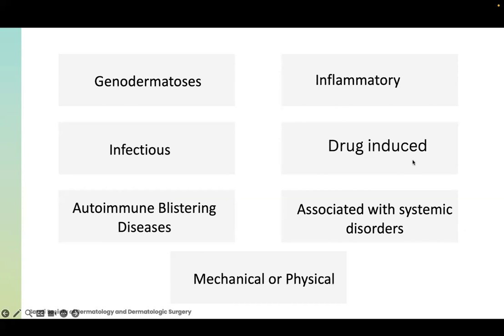And also we have drug-induced like Stevens-Johnson syndrome, and we have those associated with systemic disorders like porphyria cutanea tarda. And we have mechanical or physical blisters, which are the most common ones. I'm sure everybody has encountered someone with these, like sunburn blisters, burn blisters, and friction blisters from ill-fitting shoes. There are many of them. So we'll move on to each type, each cause, I mean.